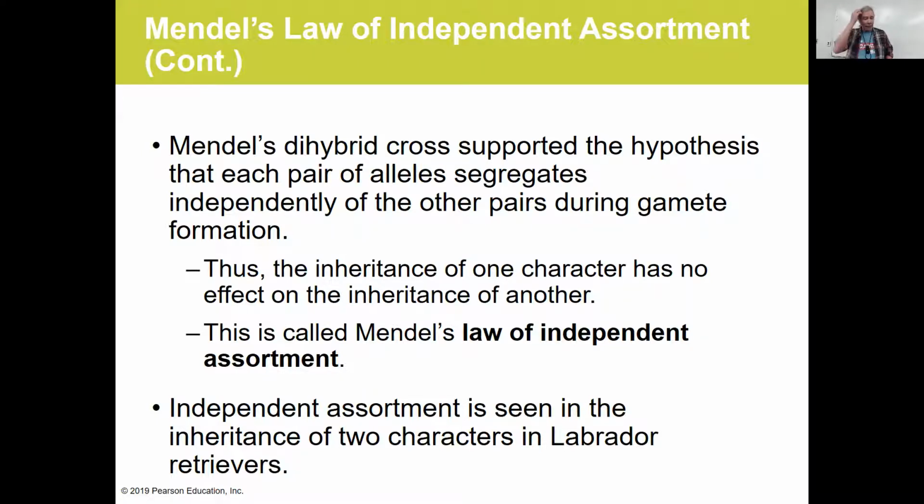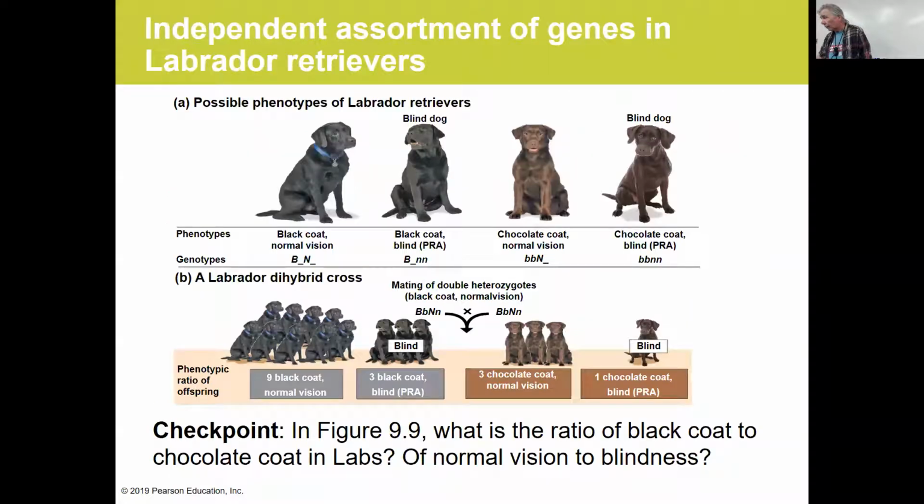And it was just by luck that all 7 of his characters they tested independently sorted. And it has to do with what chromosome they're on. Are they on the same chromosome or different chromosomes? I'll explain that later. Okay, here's independent assortment seen in the inheritance of 2 characters in Labrador retrievers.